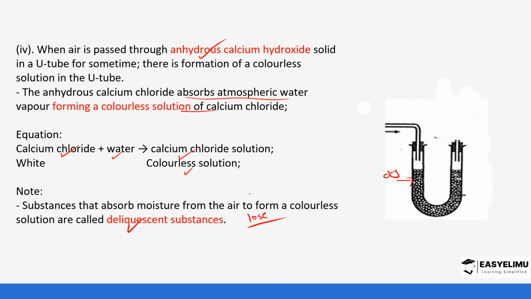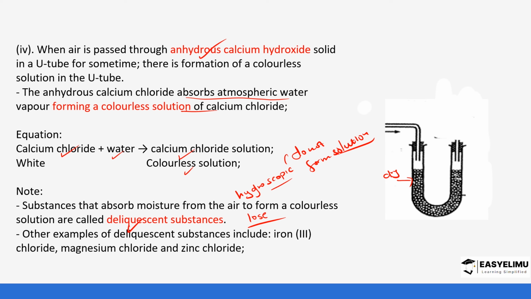And then we have another group of compounds called hygroscopic compounds. These also absorb water vapor from the atmosphere, but they do not form a solution. So it's a bit hard for us to use them to show evidence that water is in the atmosphere. For this, the deliquescent substances help us because they form a colorless solution. So we usually refer to them as deliquescent substances.